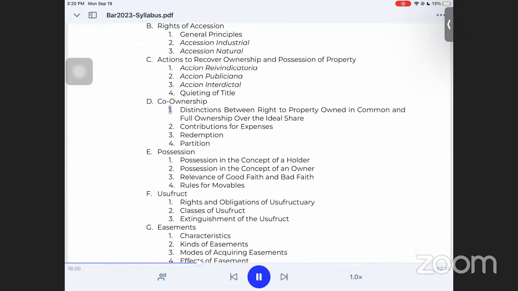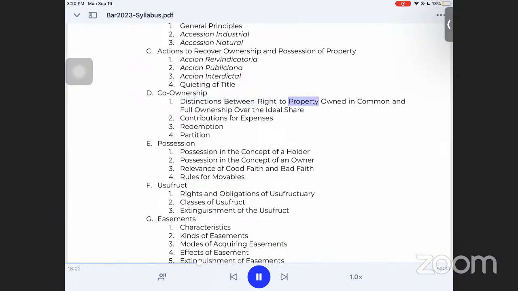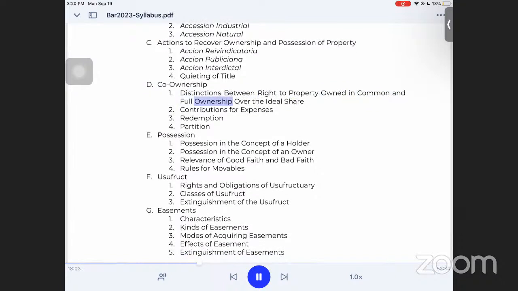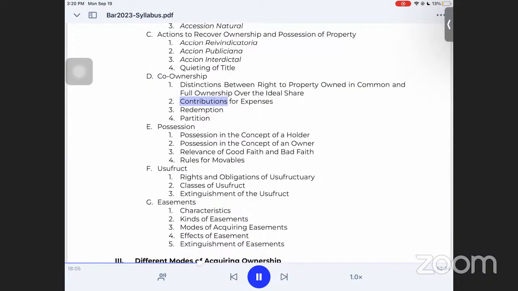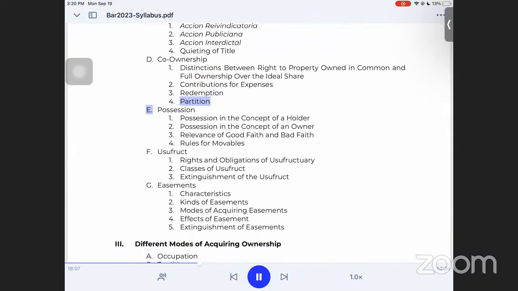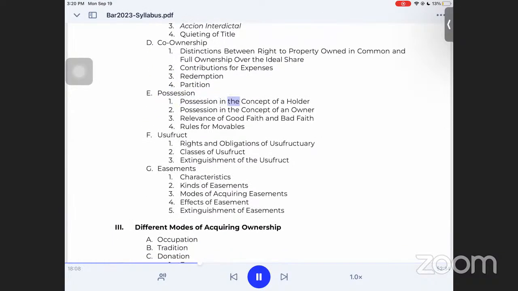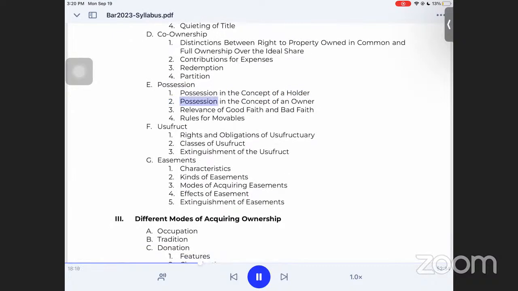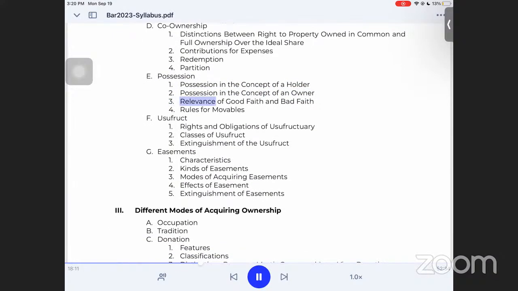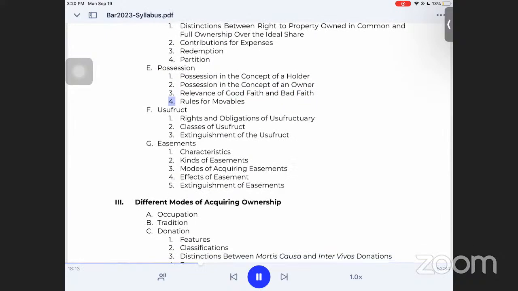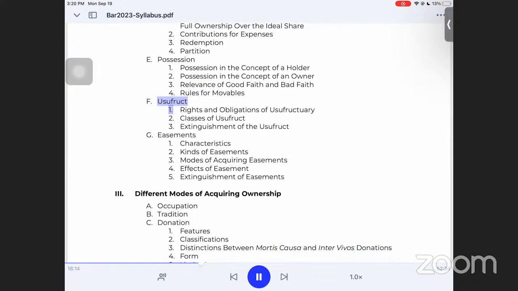D. Co-ownership. 1. Distinctions between right to property owned in common and full ownership over the ideal share. 2. Contributions for expenses. 3. Redemption. 4. Partition. E. Possession. 1. Possession in the concept of a holder. 2. Possession in the concept of an owner. 3. Relevance of good faith and bad faith. 4. Rules for movables.